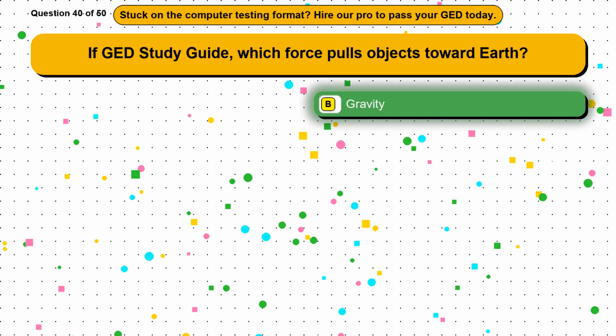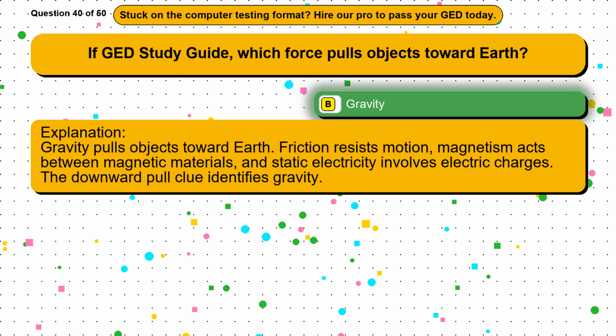The correct answer is option B. Gravity. Gravity pulls objects toward Earth. Friction resists motion, magnetism acts between magnetic materials, and static electricity involves electric charges. The downward pull clue identifies gravity.